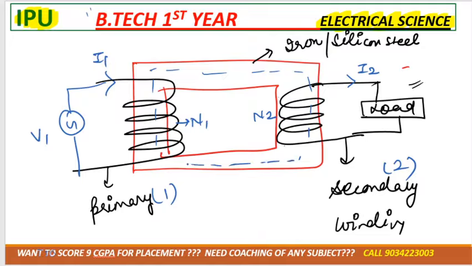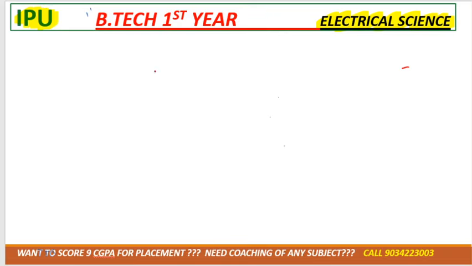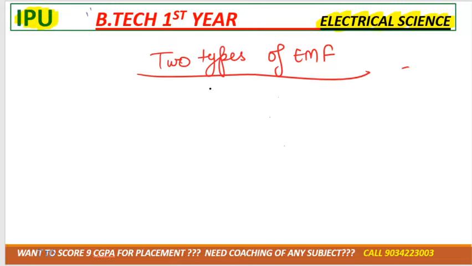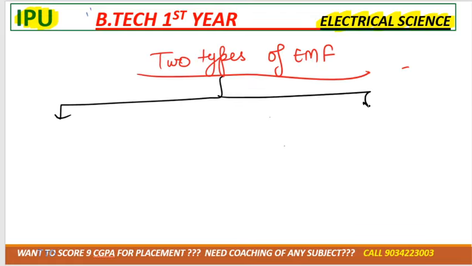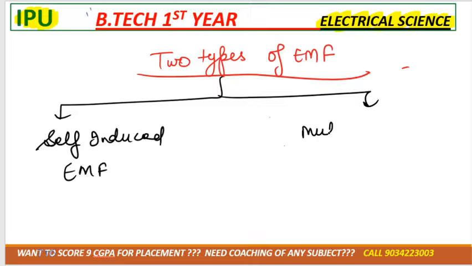You know, whenever there is a current, there will be flux, and that flux will be induced in the material, right? So after this there is an EMF. As you have studied in 12th class also, there are two types of EMF. Okay, what are those two types? Can anyone tell? One is the self-induced EMF and another one is the mutually induced EMF.